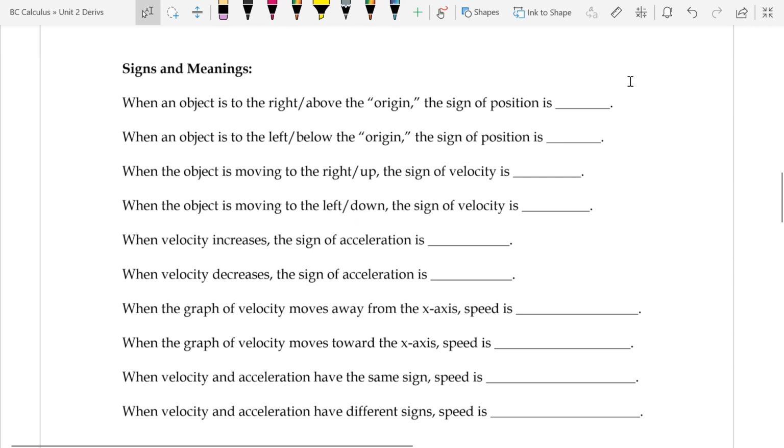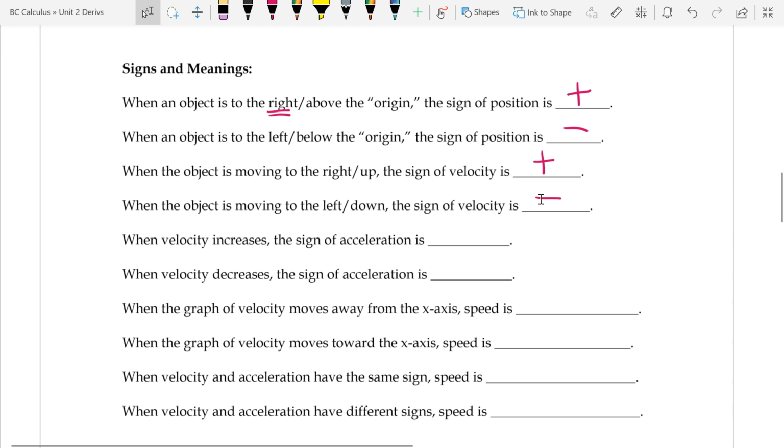So let's do signs and their meanings. When an object is to the right or above the origin, position is positive. So right or up, positive. When you're left or below, left or down, is going to be negative for position. That makes sense. When an object is moving to the right or moving up, velocity is positive. So again, right and up means positive. Down or to the left means negative when it comes to velocity as well.